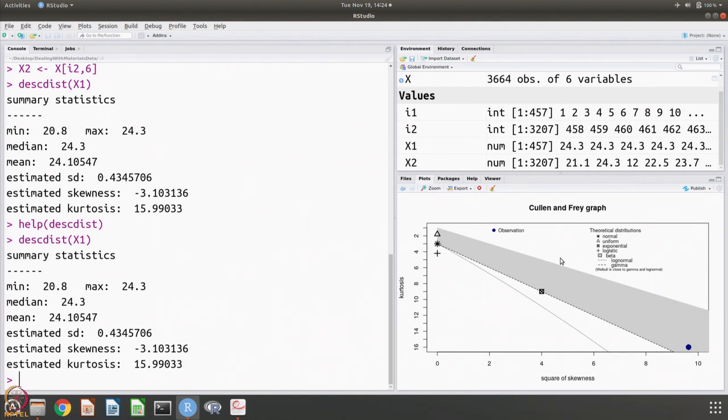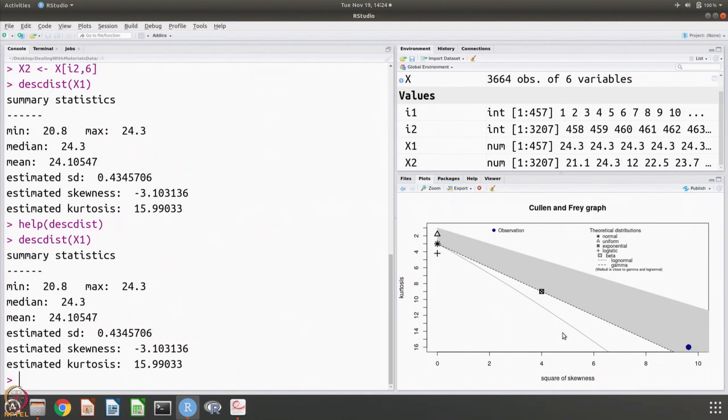And so, for example, for normal, the kurtosis is here at 3 and the square of skewness is here, which is close to 0. So, by taking these two values, it knows that if some data falls somewhere here, then it must be normally distributed, and so on and so forth.